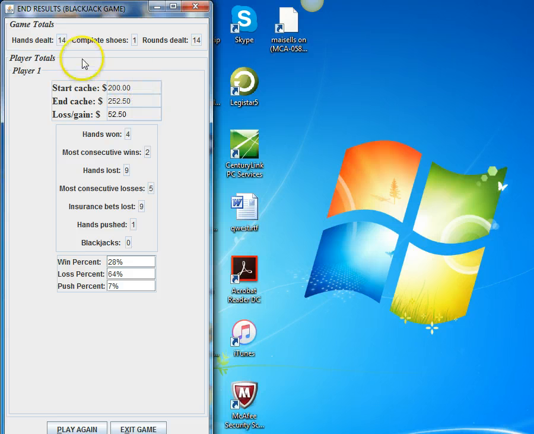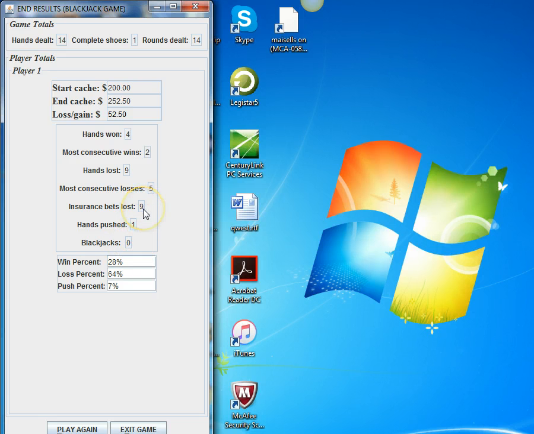And the results of my game: I had 14 hands dealt, 1 complete shoe, 14 rounds. I started with 200. My end cash was $252.50, so I basically won $52.50. I had 2 consecutive hands in a row that I won, 9 hands lost. I lost 5 in a row, that was the most I lost together.